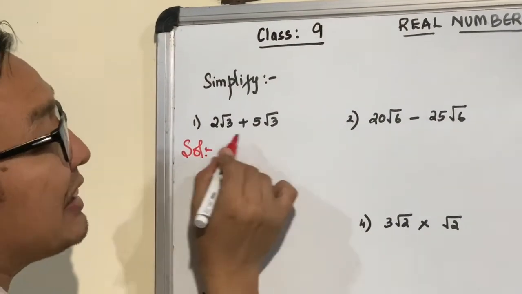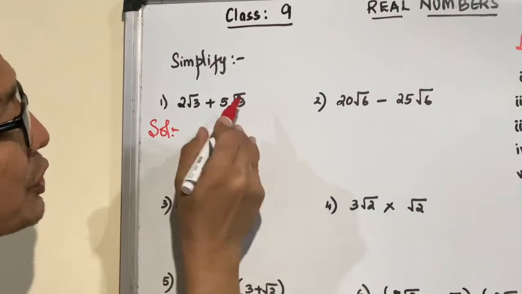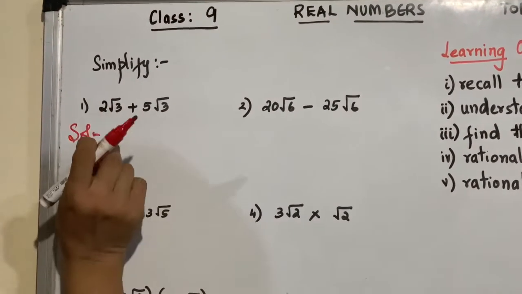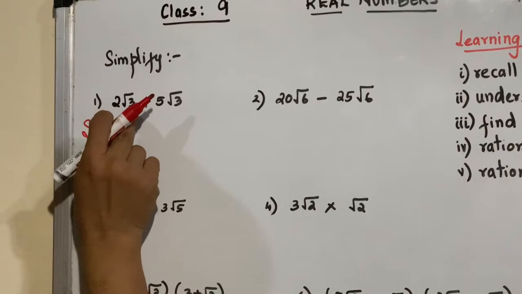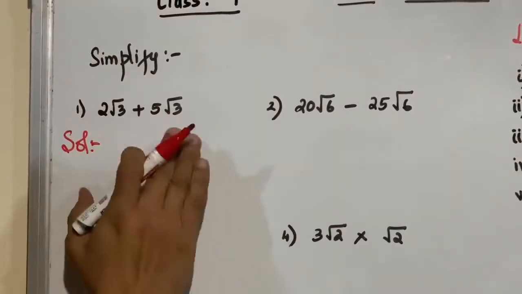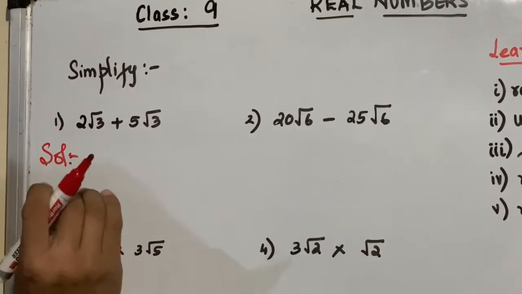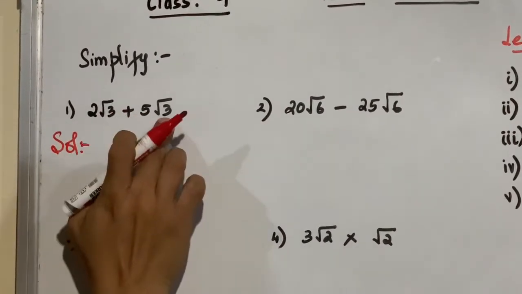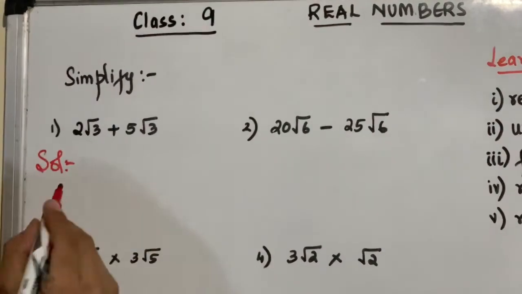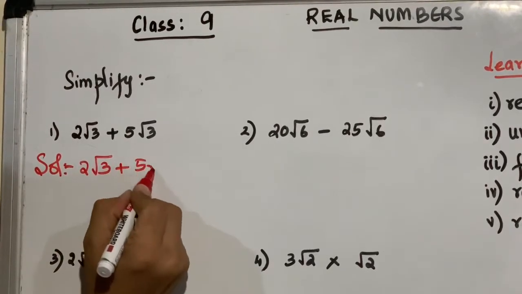We need to check whether these irrational numbers are in simplest form. The square root of 3 and the square root of 2 are in simplest form, since there is no square power inside the root. We also need to check whether they are like SURDs, similar SURDs. The irrational number factor should be the same, and only the rational numbers differ. So we have 2 root 3 plus 5 root 3.